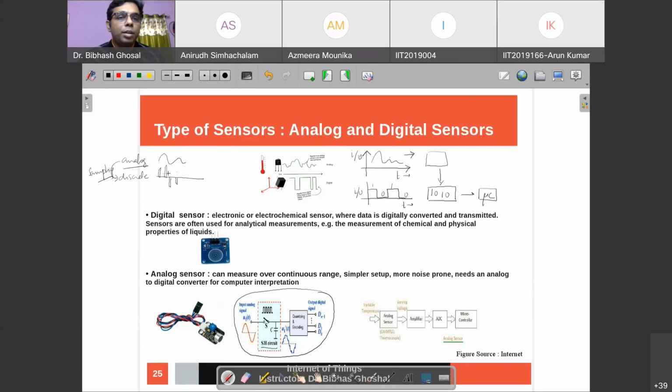Now, what we can do is we can take the range of this, which is lying between, let's say, plus V to minus V. So plus V to minus V. And then you can round it off.